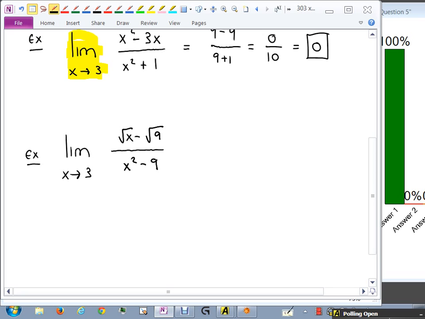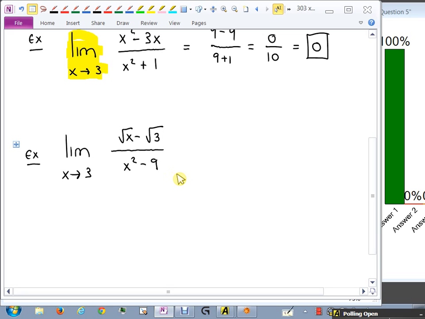Because what happens... change, sorry. This one right here, change that to a 3. I want that to be a root 3, not a root 9. Of course, square root of 3 was 9. Square root of 9 would have been 3. So, is that okay?